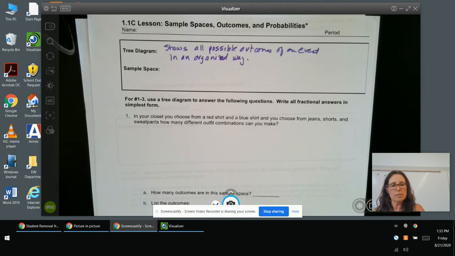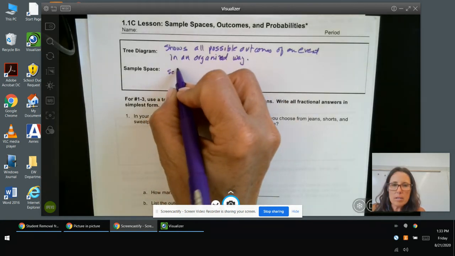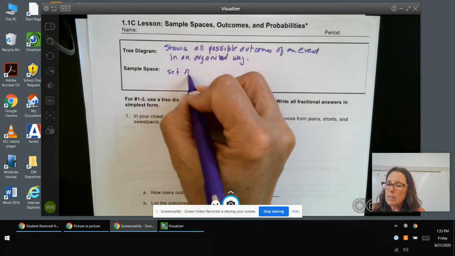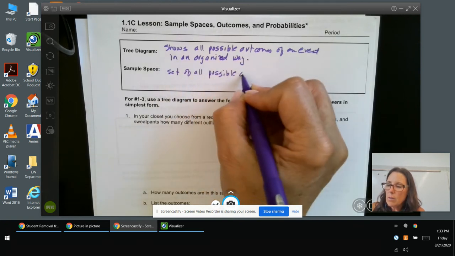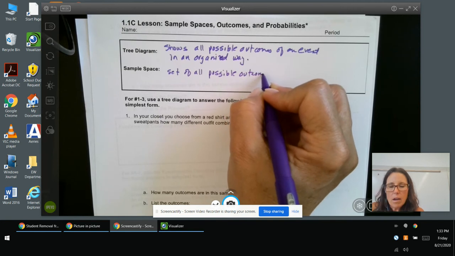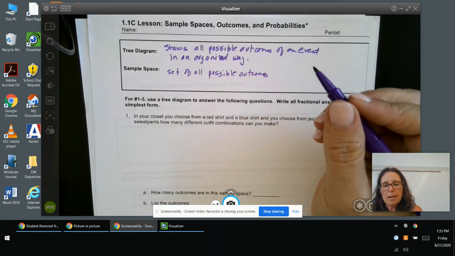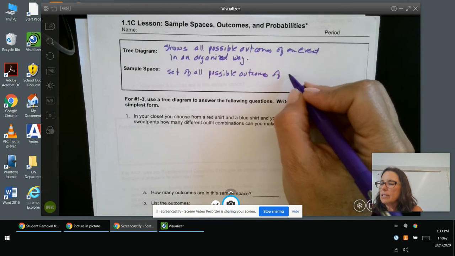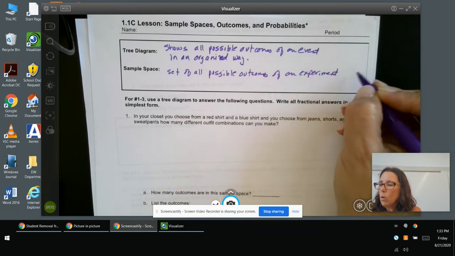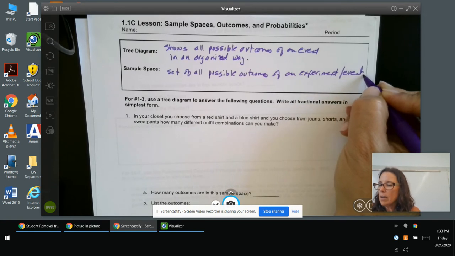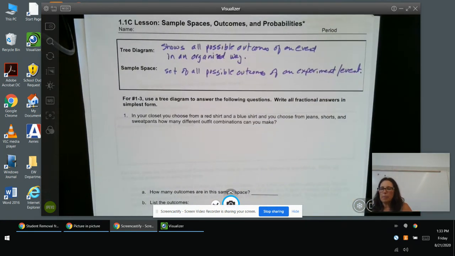Okay, sample space. Sample space is a set of all possible outcomes of an experiment or an event. Okay, so with those two definitions, we're going to go ahead and start on some sample questions here.